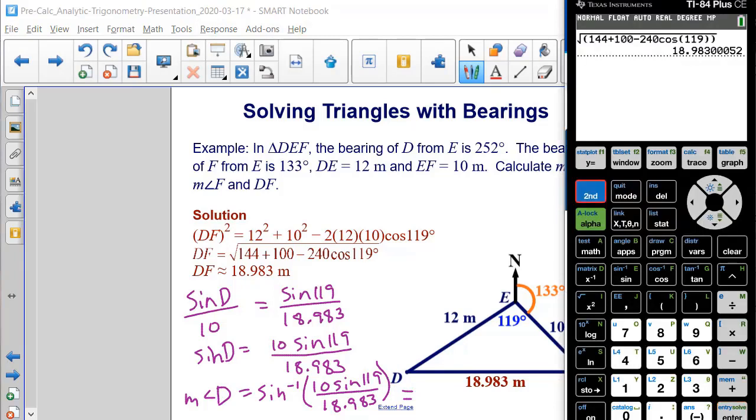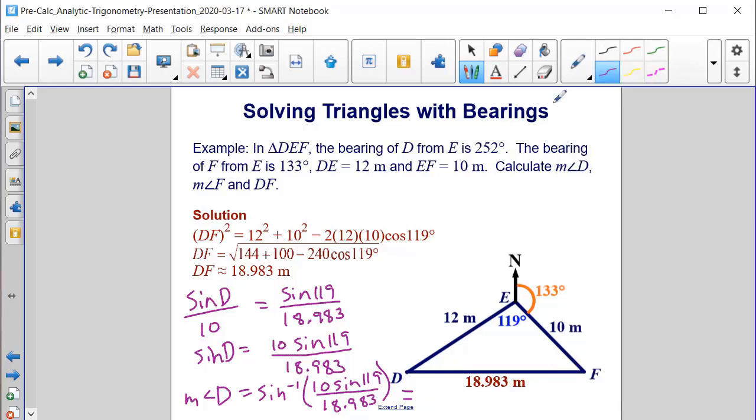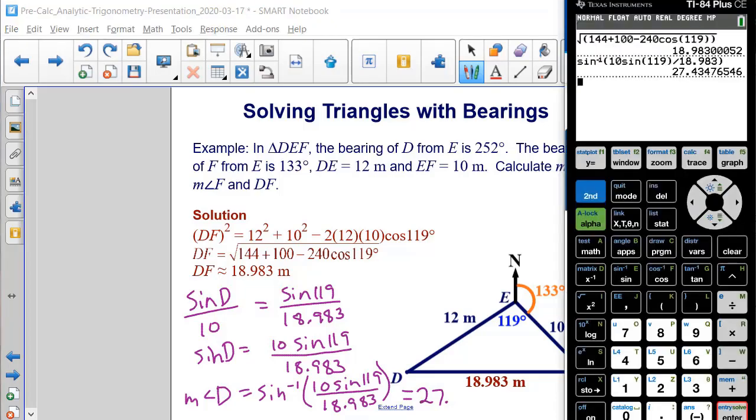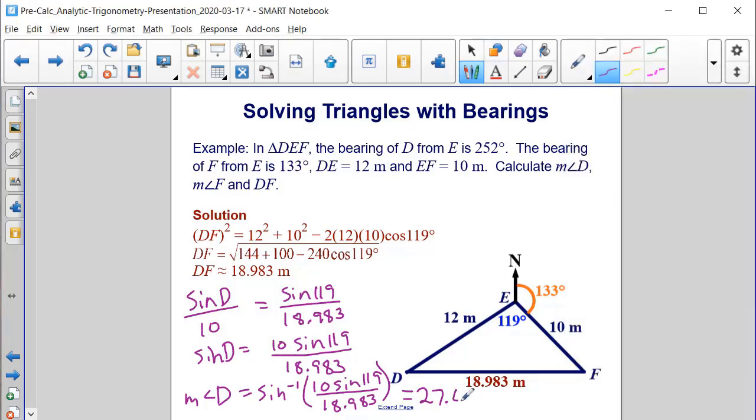We have to first do inverse sine of 10 times the sine of 119 divided by 18.983, close parenthesis, and we end up getting 27.435 degrees. And then to determine the measurement of angle F, we can subtract the sum of 119 and 27.435 from 180.